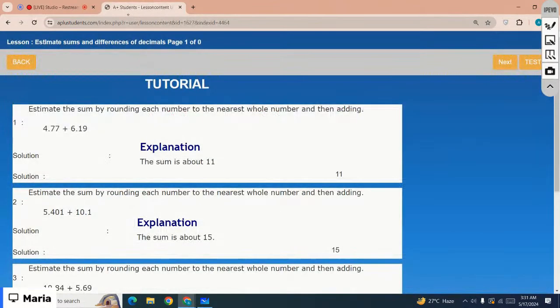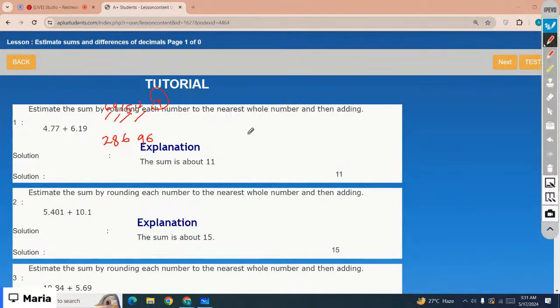Estimate sums and differences of decimals. Estimate the sum by rounding each number to the nearest whole number and then add. So first you have to round off the numbers to the nearest whole number and then you have to add 4.77 and 6.19. 4.77, you have to round to the whole number.